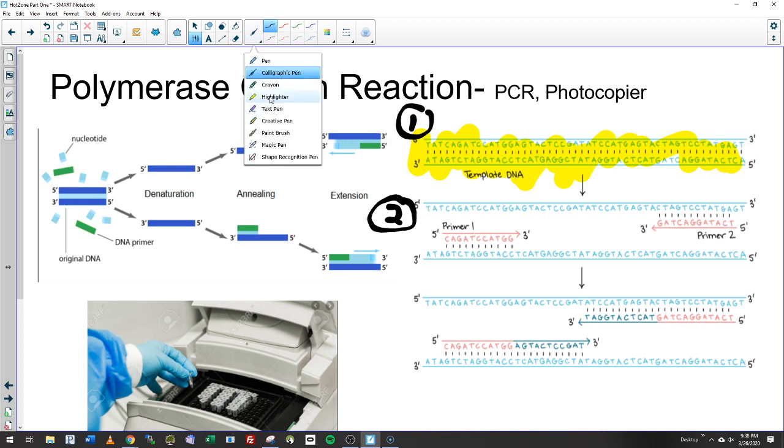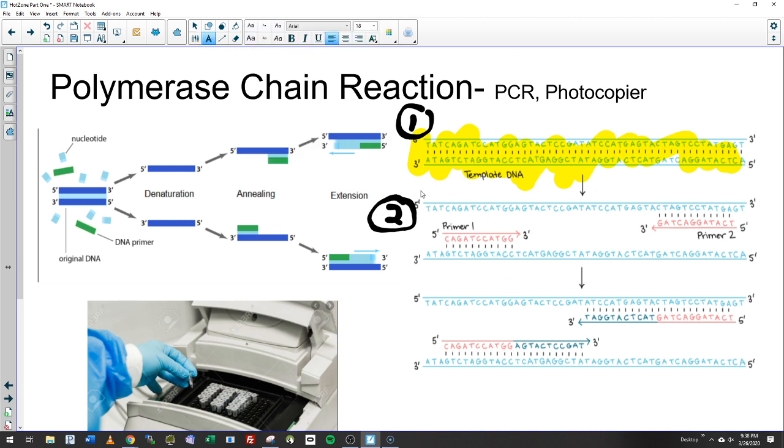So step number 2, I am going to unzip the DNA. And this is done by gentle heating. Relatively gentle. So gentle heating, enough to unzip the DNA, but not enough to actually break the backbone. So what's really important here is that I want to make a copy of this DNA. So I open it up, I unzip the backbone, and then I need to actually make copies of DNA.